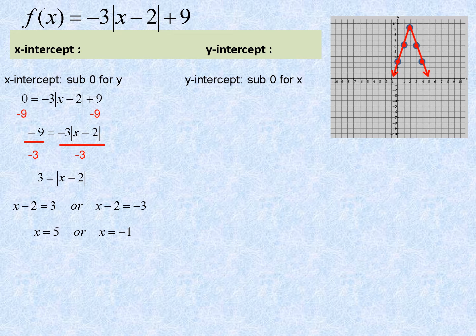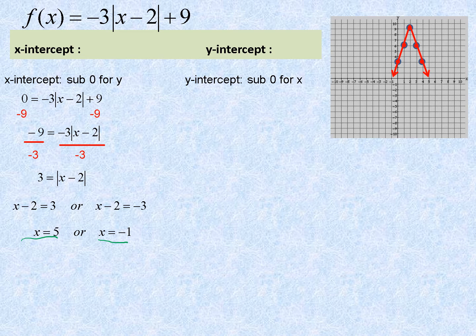1 minus -1 minus 2 is -3. Absolute value of -3 is 3. 3 times -3 is -9 plus 9. It works. Okay, but so they both work, but you can't just leave it written like that.